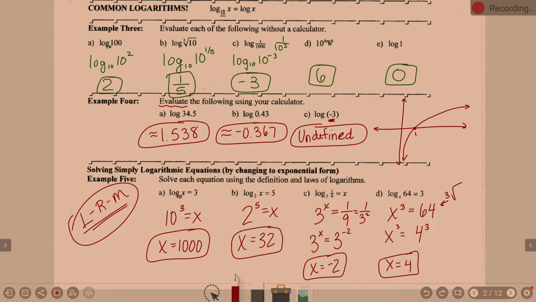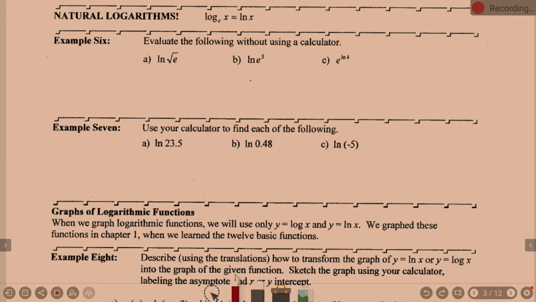On the back side, my plan is to do example 6 and 7. We are not doing the graph. We're not doing example 8. And I believe I've pulled the homework problems that relate to that. So if I didn't, well, let me know and I'll get it fixed. So the back side talks about natural logarithms. On the front side, yesterday we learned about common logarithms.